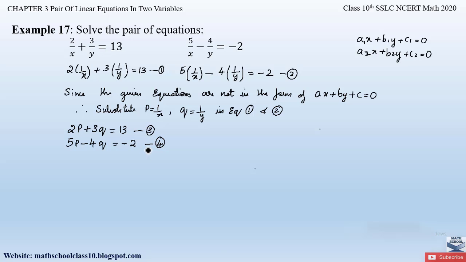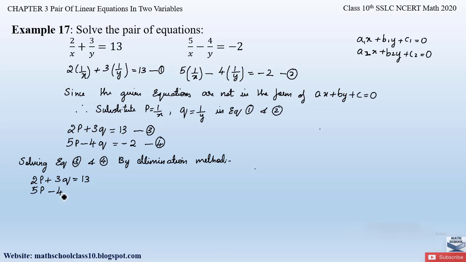Now we can apply the elimination method, or we can also solve them graphically and find the solution p and q. Here let us solve by the elimination method. So, solving equations 3 and 4 by elimination method. Let us write down the equations: 2p plus 3q equal to 13 and 5p minus 4q equal to minus 2. Here you can see that the coefficients of p in these two equations are different. Likewise, the coefficients of q are also different. They are not equal, so let us make them equal.